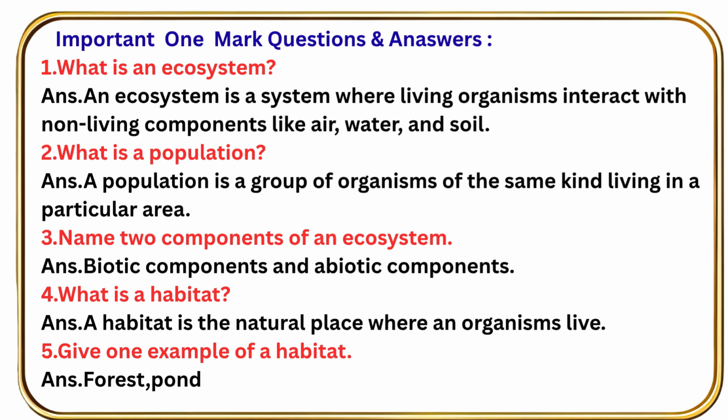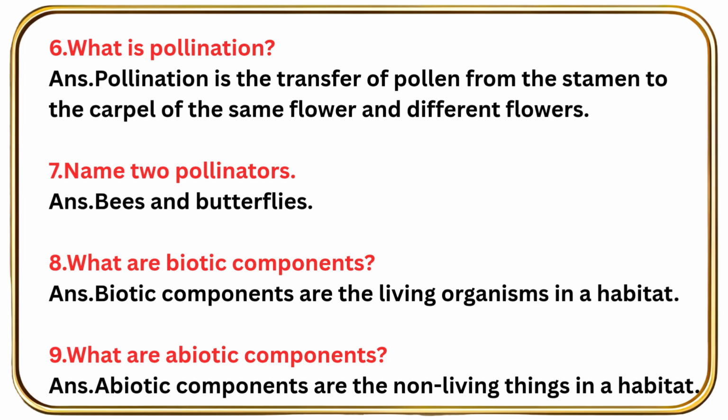Question number 4. What is a habitat? Answer. A habitat is a natural place where an organism lives. Question number 5. Give one example of a habitat. Answer. Forest or pond. Question number 6. What is pollination? Answer. Pollination is the transfer of pollen grains from the stamen to the carpel of the same flower or different flowers. Question number 7. Name 2 pollinators.